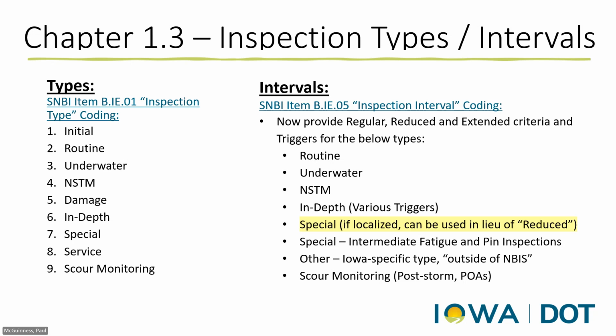NSTM inspections, these are hands-on inspections of NSTM members. Think trusses, think two-girder systems. The intervals for these inspections are no more than 24 months and similar to above. When conditions are poor, those intervals can be reduced.